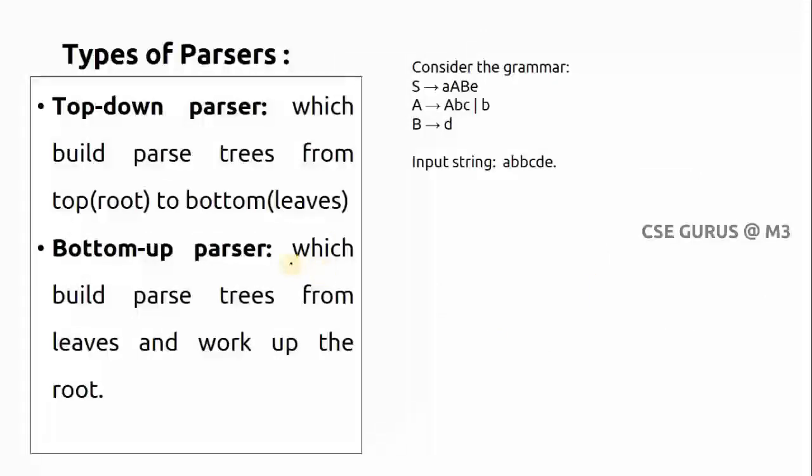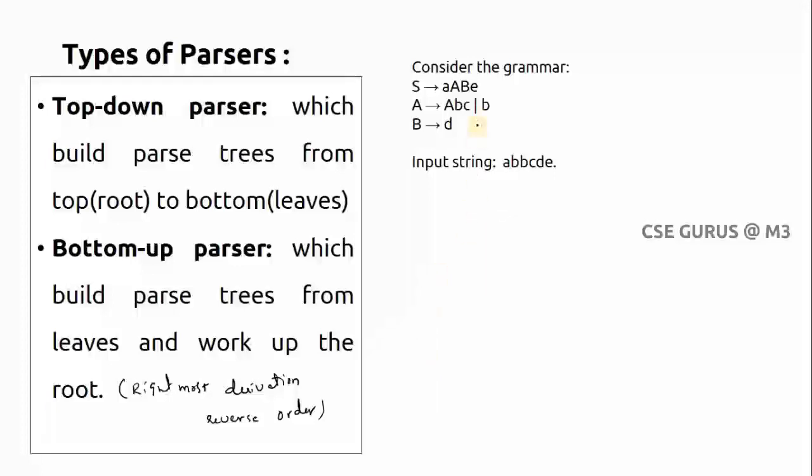A bottom-up parser builds the parse tree from the leaves and works up to the root. In a top-down parser it is from top to bottom, starting with the root up to the leaves. Here it is reverse: it builds the parse tree from the leaves up to the root. In terms of derivation, we call it rightmost derivation in reverse order. I'm repeating here, rightmost derivation but in reverse order. This part we need to remember carefully. So what is this rightmost derivation in reverse order?